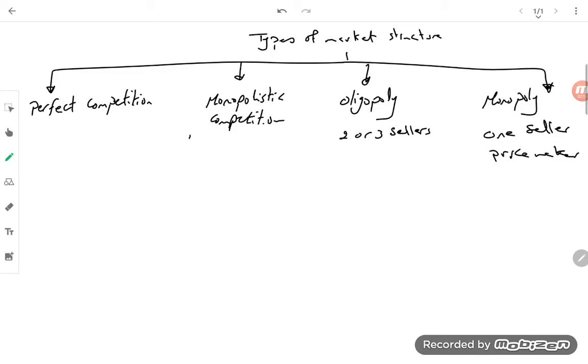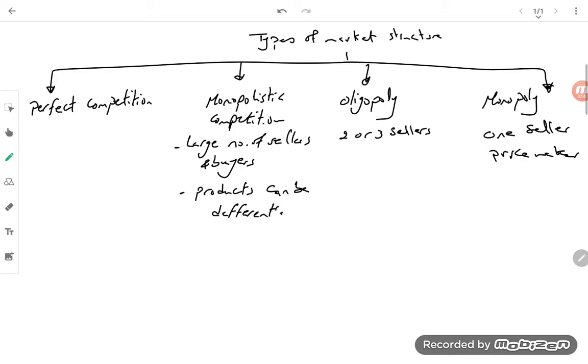Monopolistic competition means that there are large number of sellers and buyers. Products can be differentiated. Sellers have a limited control or some control over prices.